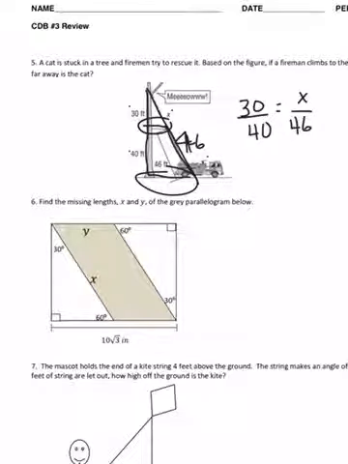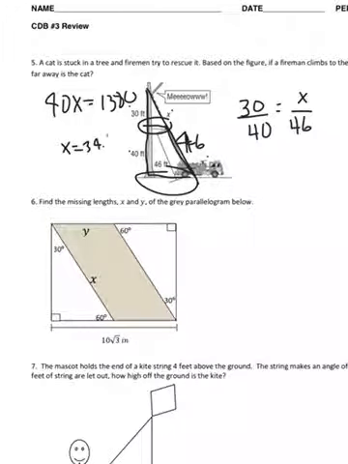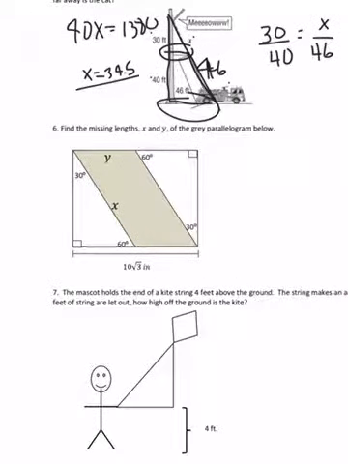So cross multiply, you're going to get 40x equals 30 times 46, which is 1380. 1380 divided by 40 is about 30, let's give me a fraction, 34.5. Okay, simple problem, just set up a proportion, part to part.